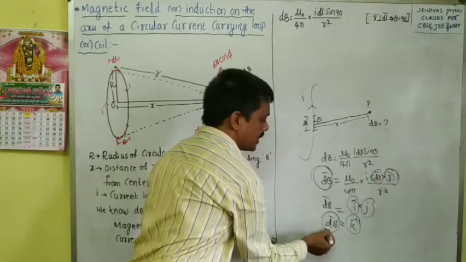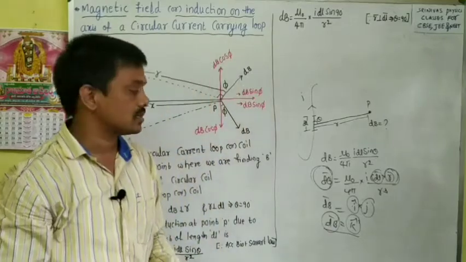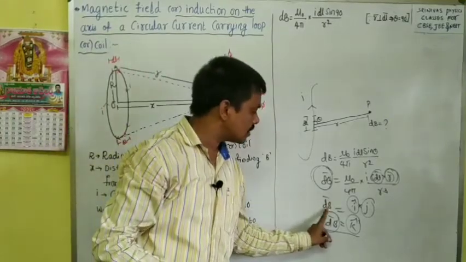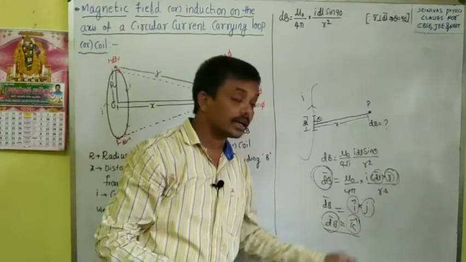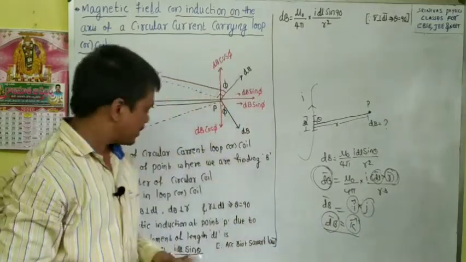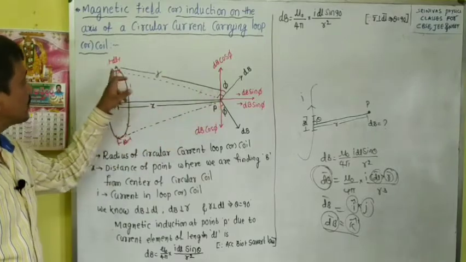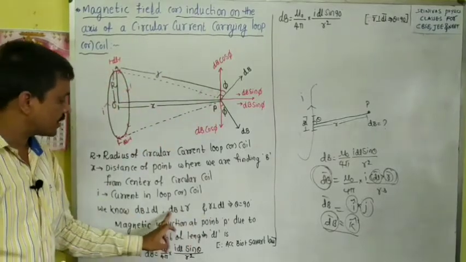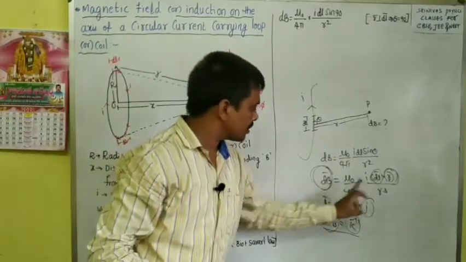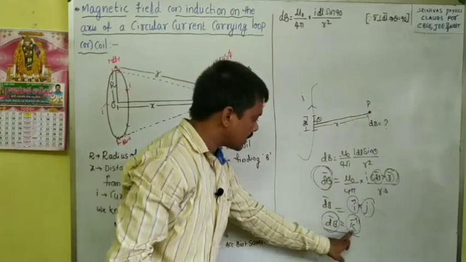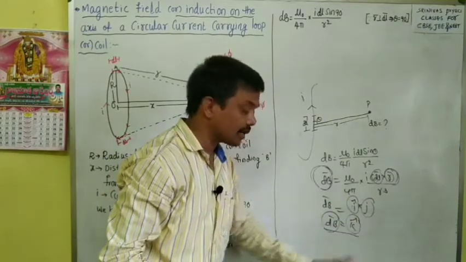What about the dB direction? We are getting it along the z axis. That means this indicates that dB is perpendicular to the plane containing dl and r. That's why dB is perpendicular to dl, and dB is also perpendicular to r. Here we are getting k cap perpendicular to i cap, and k cap perpendicular to j cap.